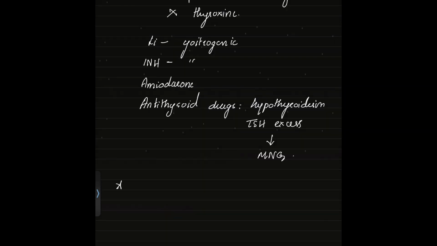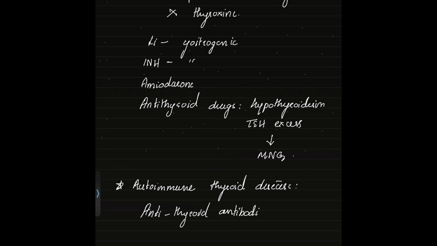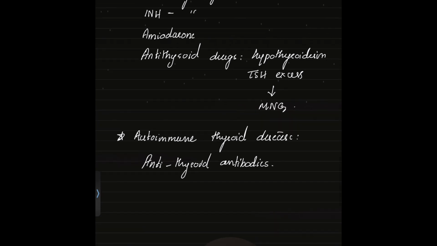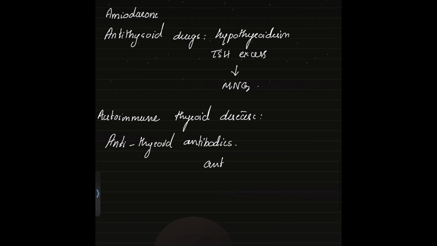Next is a separate entity, autoimmune thyroiditis. But this can also lead to multinodular goiter, so I will discuss it here. It is an autoimmune disease, so we have antibodies. There are anti-thyroid antibodies in this patient. These anti-thyroid antibodies destroy the thyroid follicles. These antibodies are secreted from the B lymphocytes and they destroy the thyroid follicles.